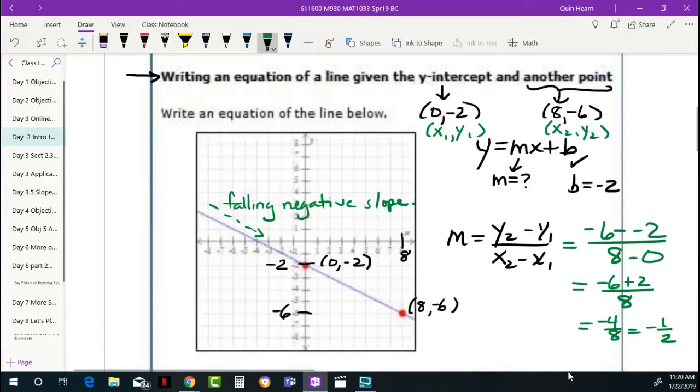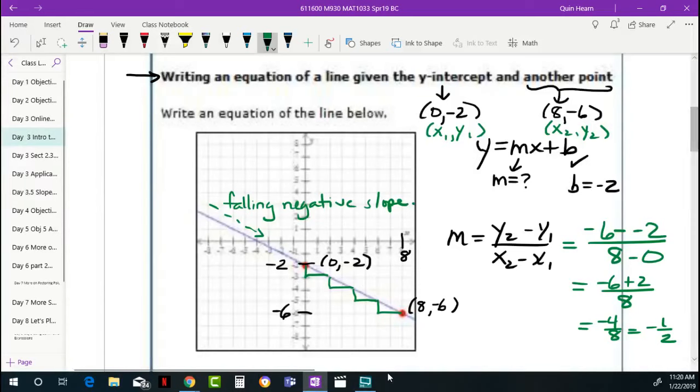And let's see if the -1/2 works out here. So we go down 1 and to the right 2, down 1 to the right 2, down 1 to the right 2, down 1 to the right 2. Works out perfectly. All right, so the slope is -1/2.